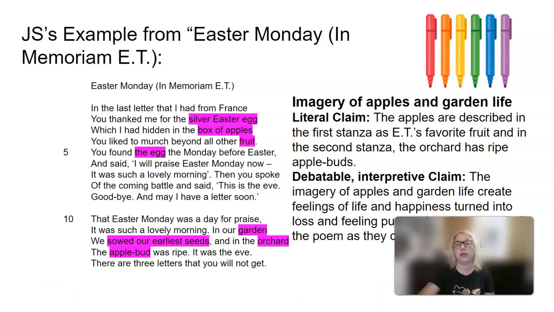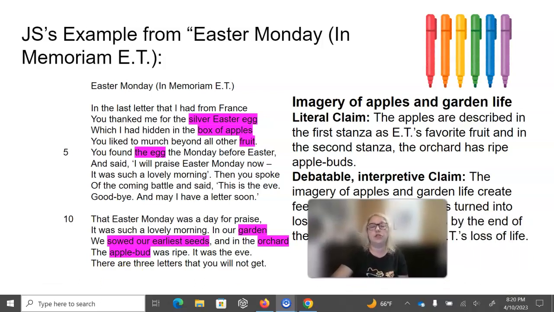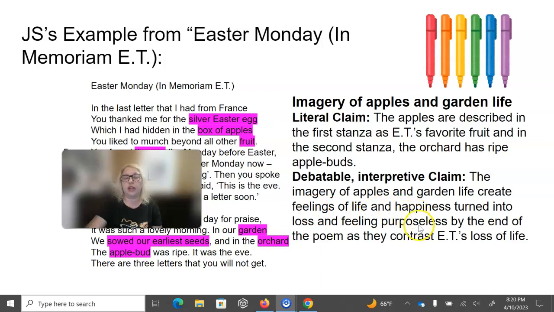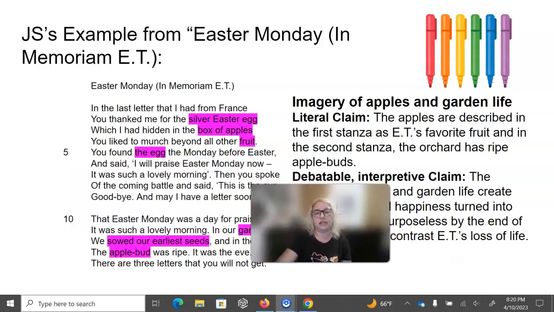Here's the debatable interpretive claim. The imagery of apples and garden life create feelings of life and happiness turned into loss and feeling purposeless by the end of the poem as they contrast E.T.'s loss of life. So that's interesting. It's really interesting. It's assigning some kind of effect and meaning to the use of this changing imagery, and it's now something that the student would need to support by looking carefully at the text.